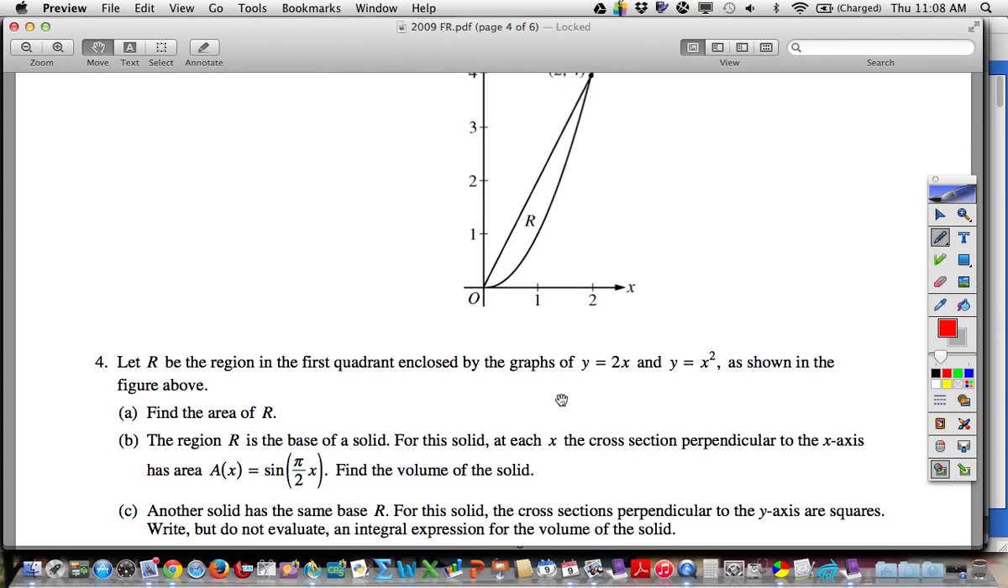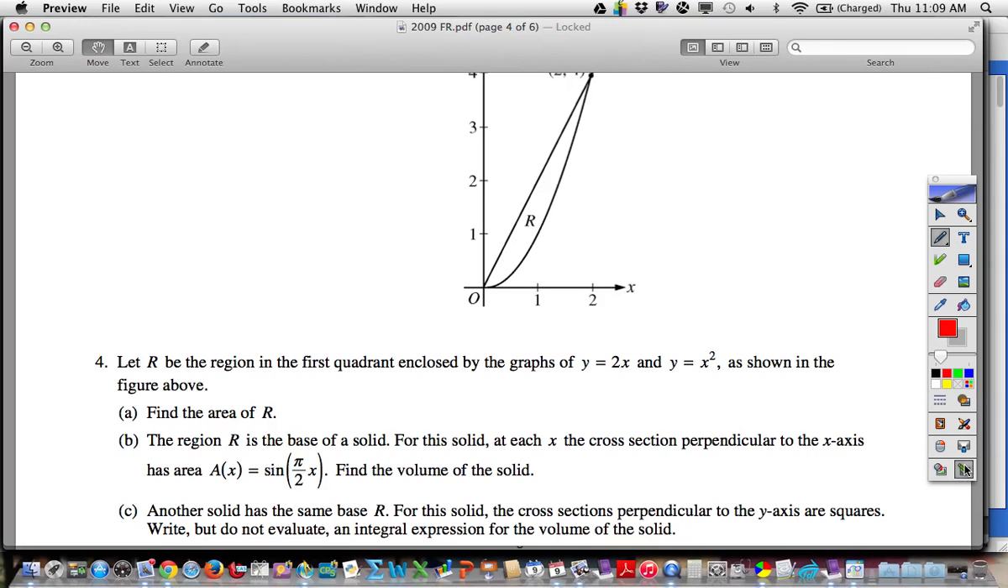Look at part B. Here's your region R. Notice how almost every year there's a problem that's got a region, and you've got to do these questions. The region R is the base of a solid. For this solid, at each x, the cross-section perpendicular to the x-axis, again, vertical, has an area of this. Find the volume of the solid.